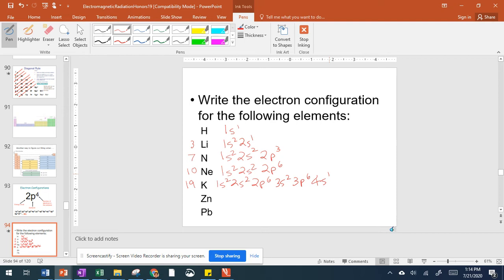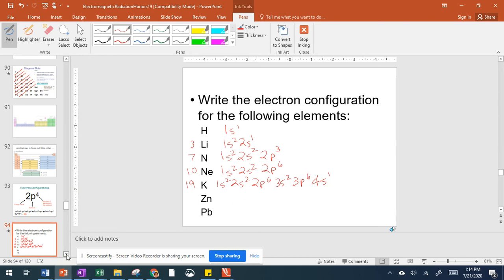Okay, so this is how you write an electron configuration. And if you do not have enough electrons, you don't have to fill a particular sublevel. Your superscripts should add up to your atomic number. Once those add up, you're done.